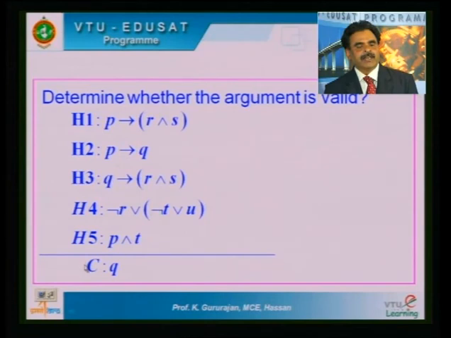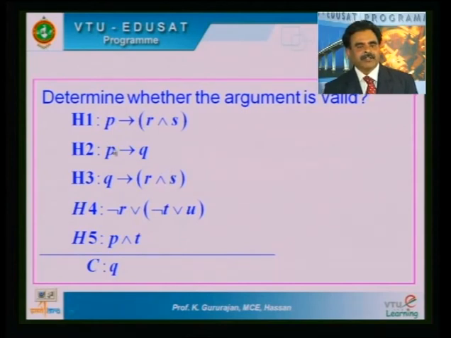So, therefore, I'll get the conclusion as what? Please remember, I'll make a correction in this problem. The conclusion is whether U follows or not. It is not Q; U follows or not. So this I can get from all this.